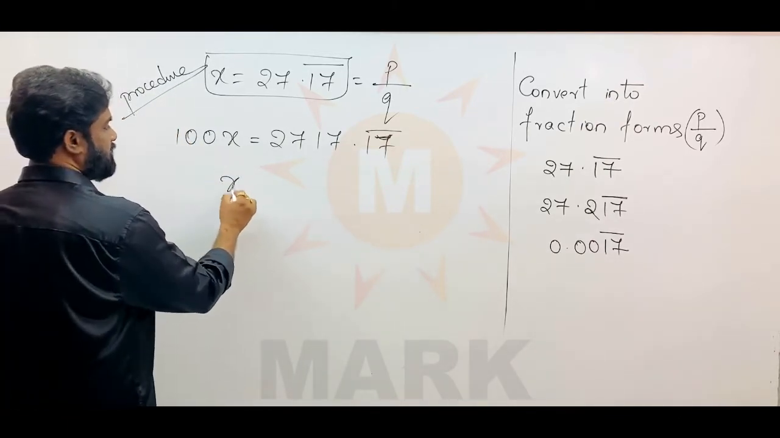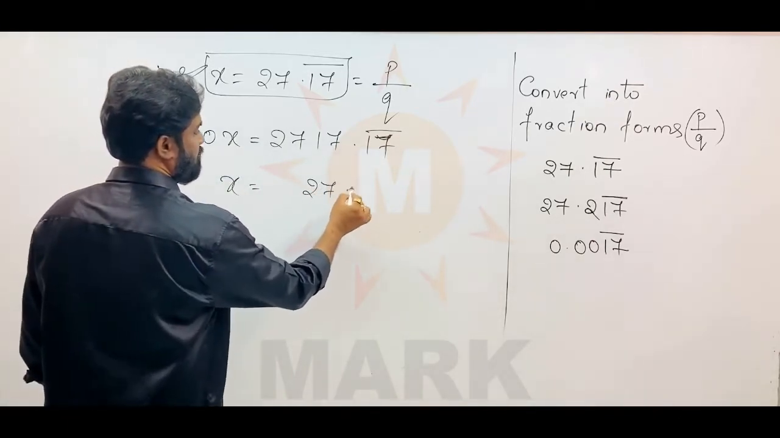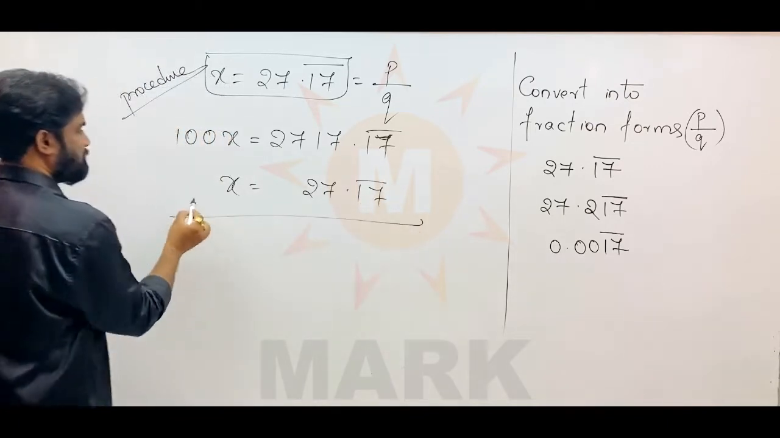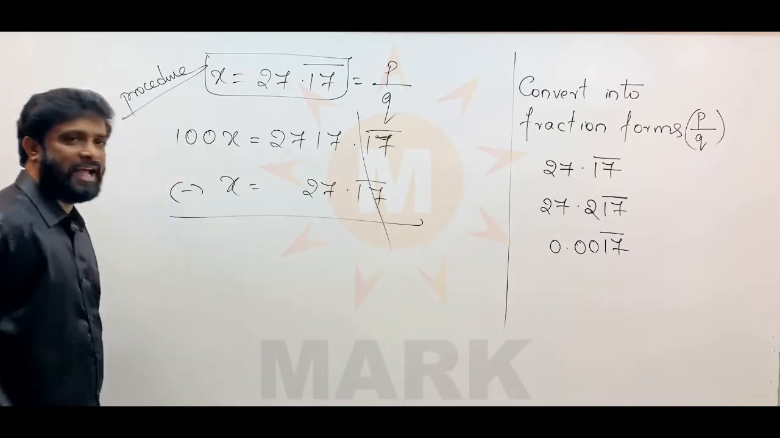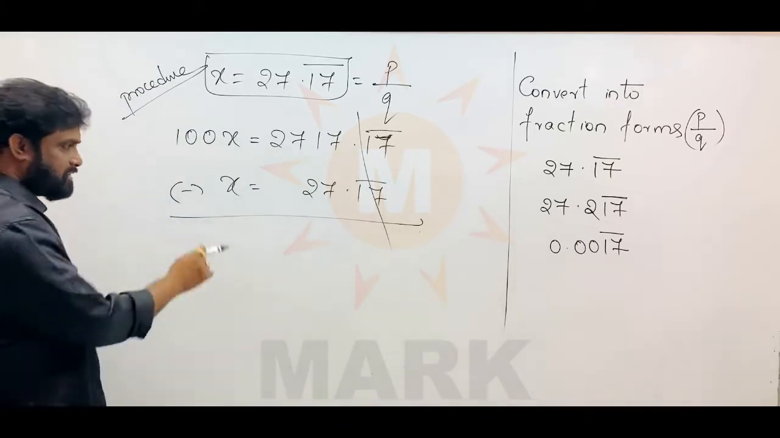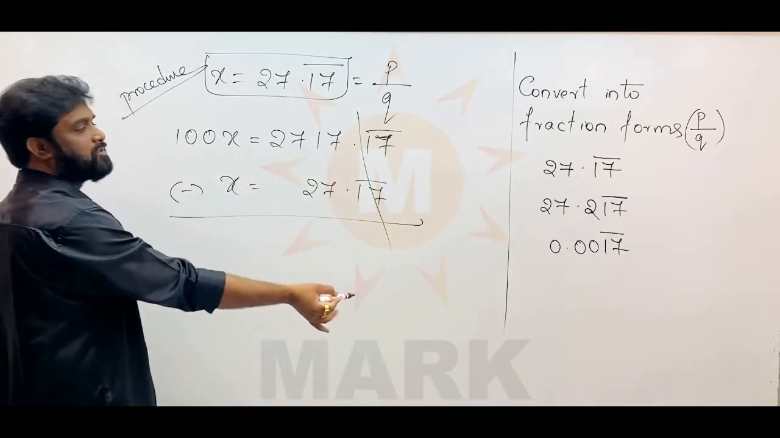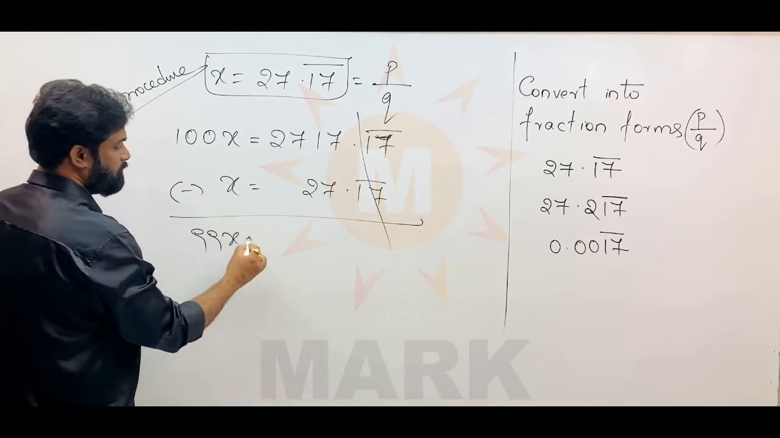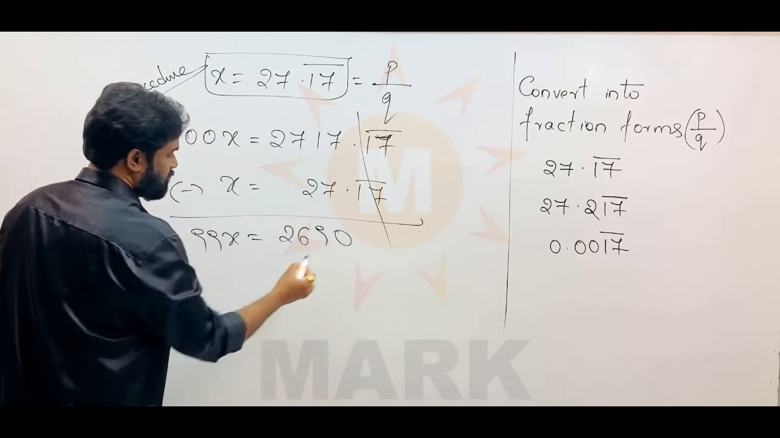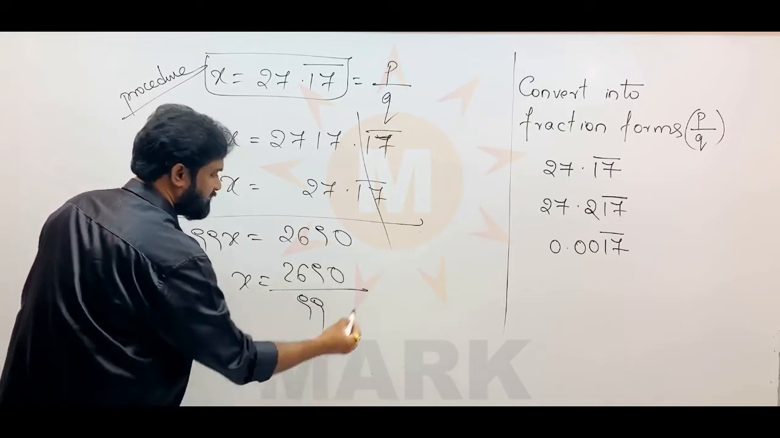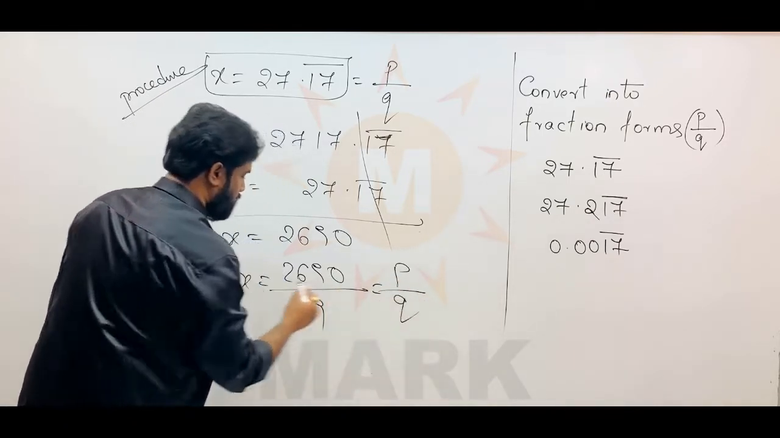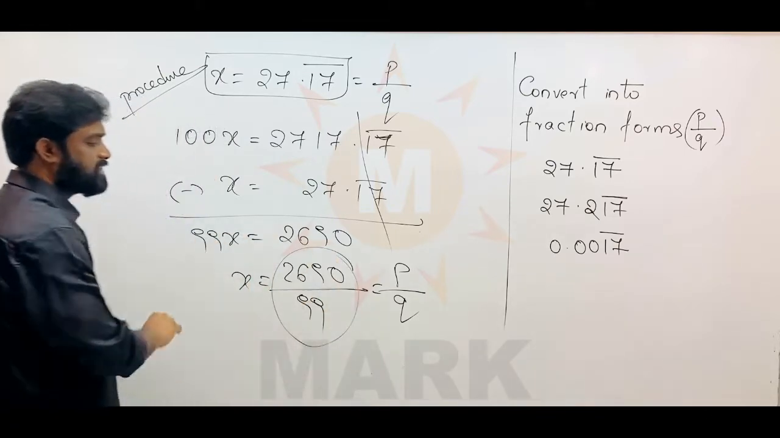Now again I am taking this x, which is the original number, 27.17 bar. Then I am subtracting. Why am I subtracting? Because my plan is to cancel this bar part. If I subtract like this, the bar part will cancel. That means 99x is equal to 2690. So obviously x is equal to 2690 divided by 99. This is the P by Q form, 2690 by 99.